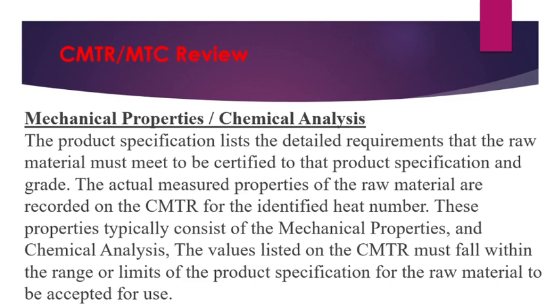The product specification lists the detailed requirements that the raw material must meet to be certified to the product specification and grade. The actual measured properties of the raw material are recorded on the CMTR for the identified heat number. These properties typically consist of the mechanical properties and chemical analysis. The values listed on the CMTR must fall within the range or limit of the product specification for the raw material to be accepted for use.